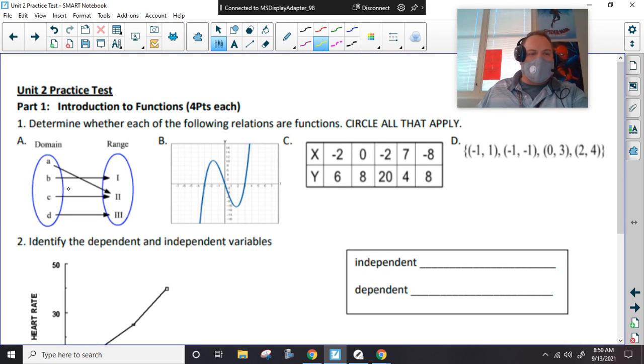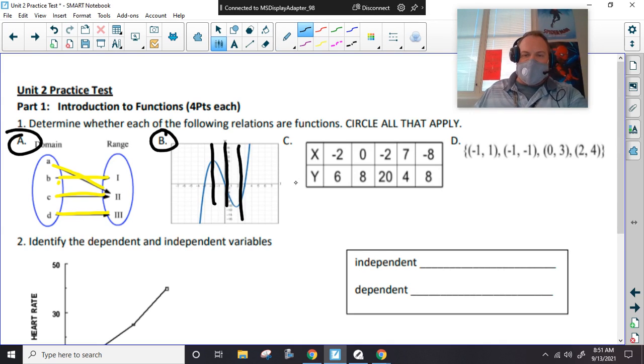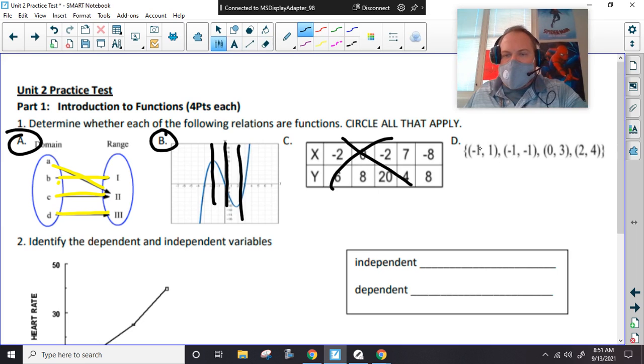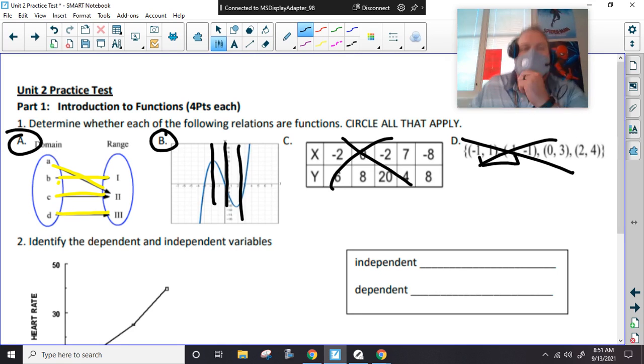All right, so this one, all the x's go to at least 1. So we would circle A. Believe it or not, B is a function because it passes the vertical line test. C is not because those repeat. So not C. And these two X values repeat, so not D.